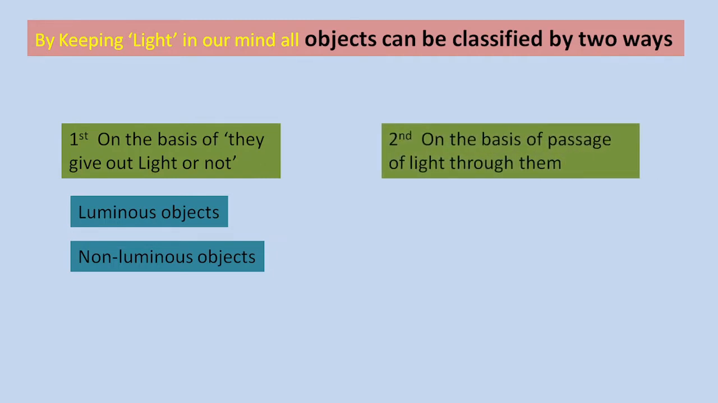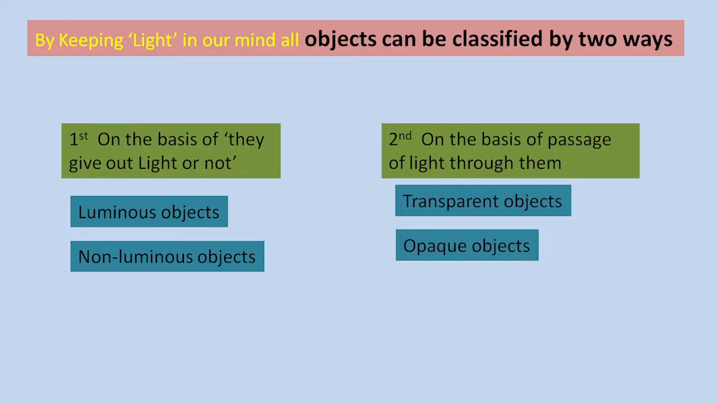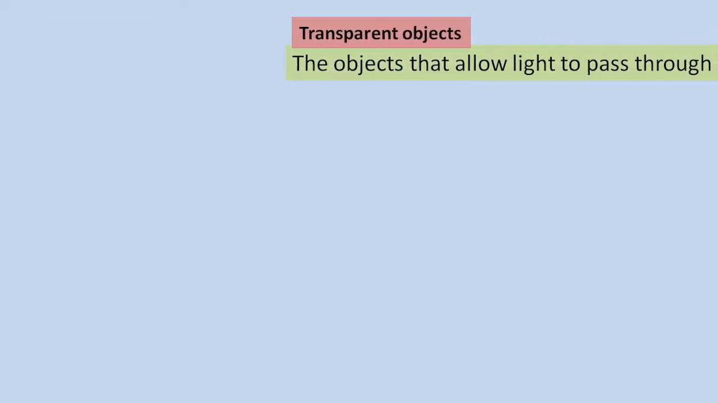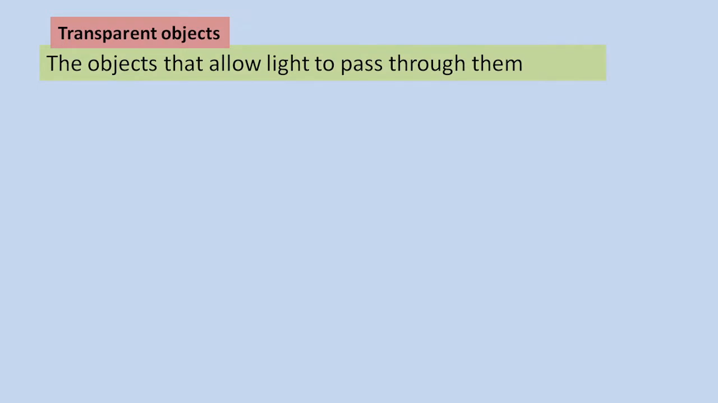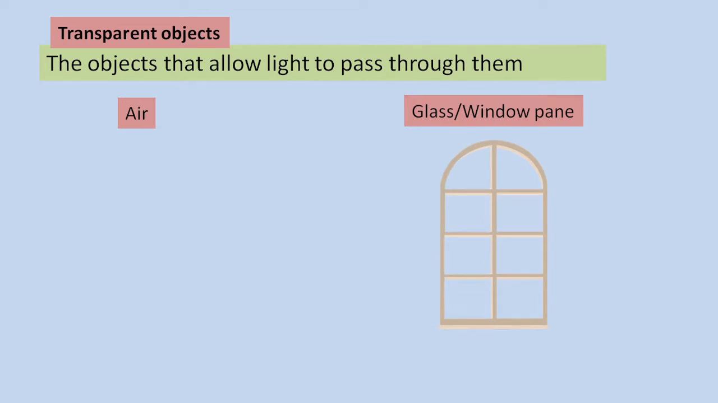The second classification is based on whether objects allow the passage of light through them or not. According to this classification, objects are of three types: transparent objects, opaque objects, and translucent objects. Transparent objects are those objects that allow the complete passage of light through them. For example, air and glass or window pane. An important characteristic of transparent objects is that we can see clearly through them.